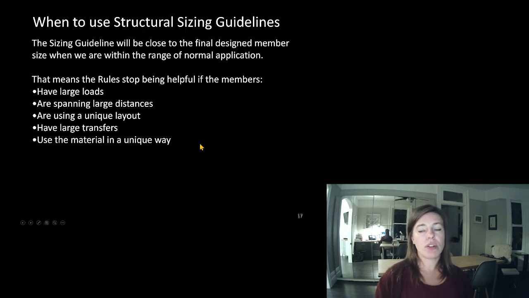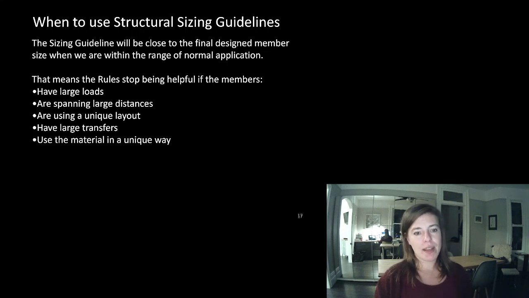When do we use our structural sizing guidelines? They'll be close to the final designed member when we are within the range of normal applications. I know I've said this a bunch, and I think it's really important for you to hear it again and again and again. That means these rules stop being helpful if we're outside the range of normal. So what's outside the range of normal? We have really, really high loads. Something outside the range of normal, like an MRI machine, for example, or an Olympic weightlifting unit.